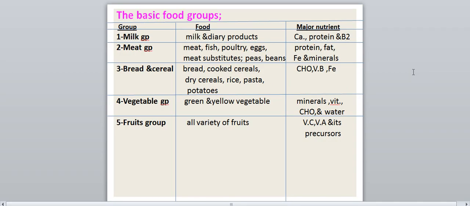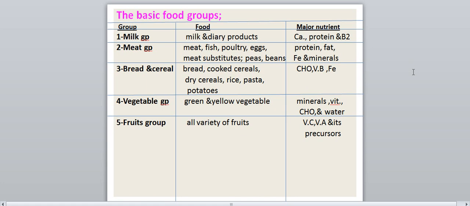The basic food groups: we have the milk group, like milk and dairy products. They supply major nutrients like calcium, protein, and vitamin B2. Meat group: meat, fish, poultry, eggs, meat substitutes, beans. These are the meat group, and they supply major nutrients of protein, fat, iron, and minerals.